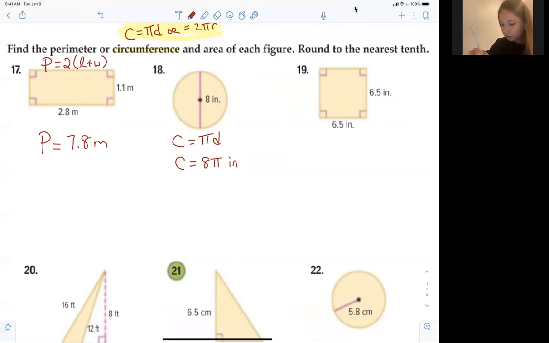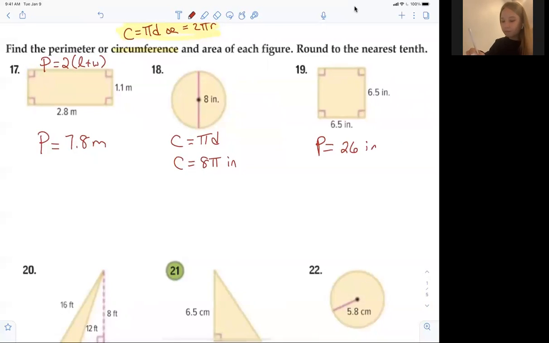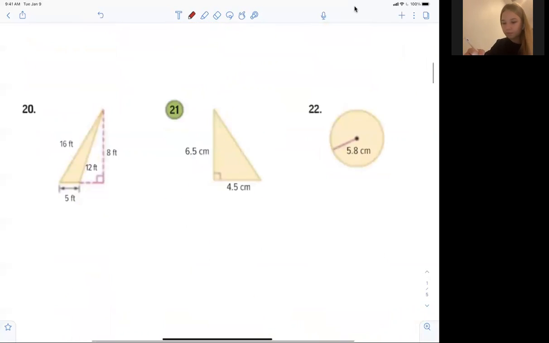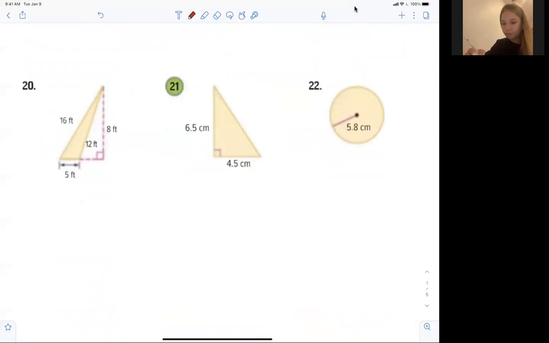For question 19, the perimeter is what? 26. Thank you very much. 26 what? Inches. 26 inches. Anybody have any trouble yet? Don't feel bad, and I'm sorry, we did this in 6th grade. It should be easy. Now we definitely have some problems.